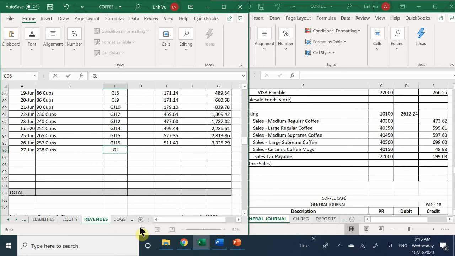General journal 17, and that amount was $595. Oh, okay. That's for the large regular. Okay, so 7,300. Yes, 47362.